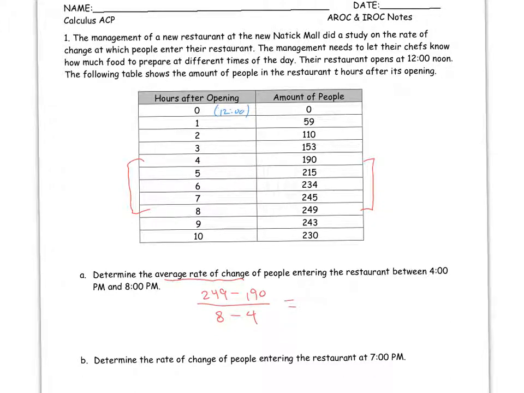And we do that on the calculator and get 14.75. Okay, so that's 14.75. And pay attention to units, because the 249 minus 190, that was people, right? The units on that were people. And then 8 minus 4 were hours. So this is a rate. This is people per hour. Okay, in calculus, paying attention to units can often help you make sense of the problem.